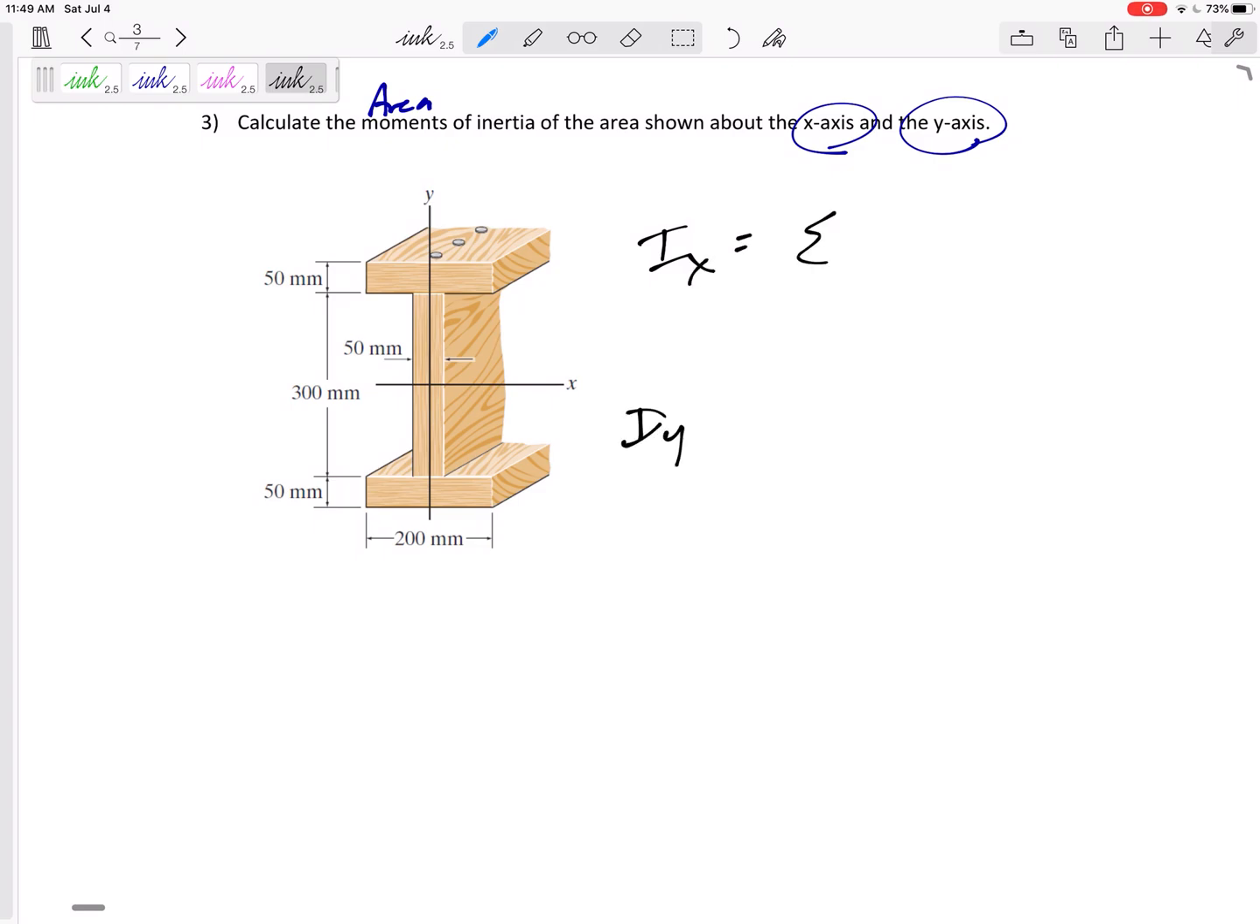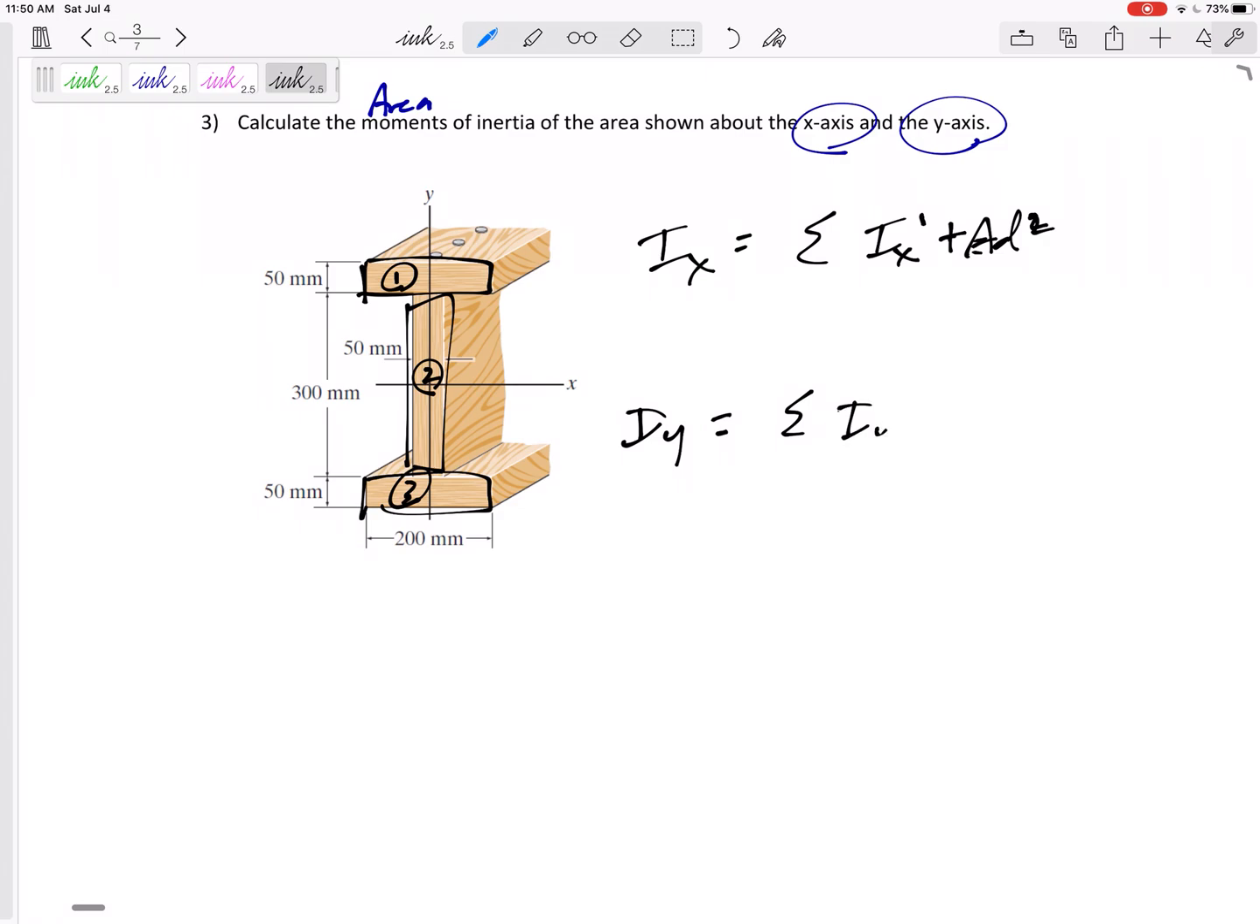So I'm going to take this composite body and break it up into shapes. I've got one rectangle, two rectangles, three rectangles. I'm going to take each one of those. Ix is the equation that I'm given plus AD squared. Use the parallel axis theorem for all of those rectangles. I'm going to do the same thing for Iy, AD squared.